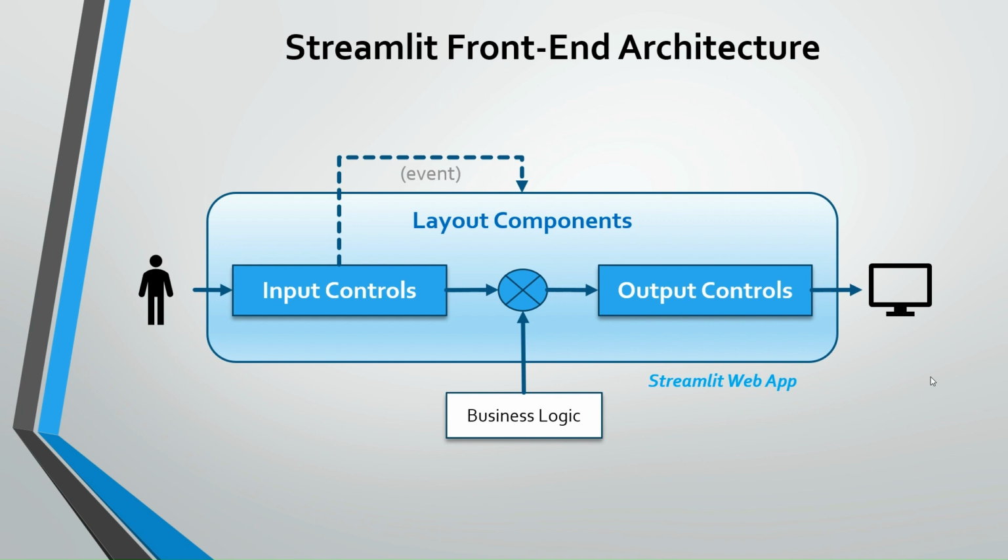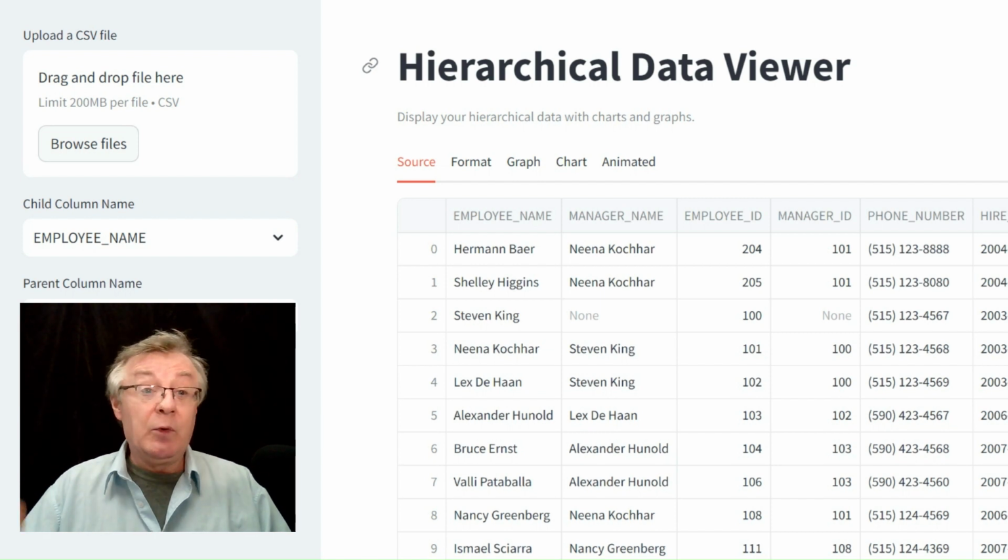I'll start with the output controls because they are very simple. They just render some data in a particular manner on screen. Then I will continue with the layout components, which are actually just simple containers to encapsulate all these controls. And I will end up with input controls. We'll build this application from scratch.